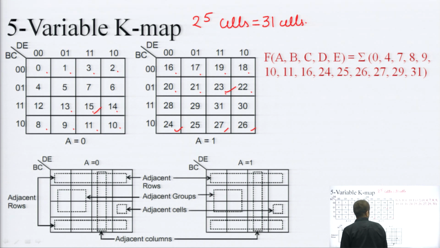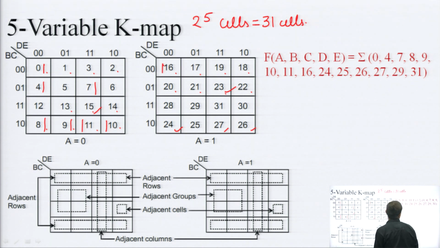I am feeding these min-terms: 0, 4, 7, 8, 9, 10, 11, 16, and 24, 25, 26, 27, 29 and 31. So these are the entries which can be grouped using the rules shown here.